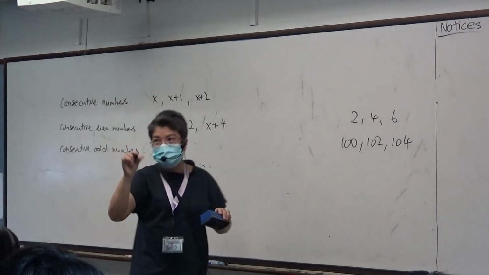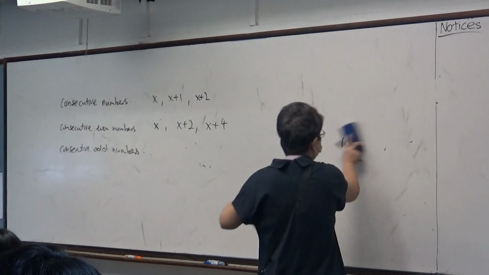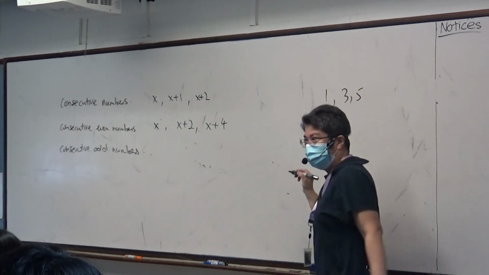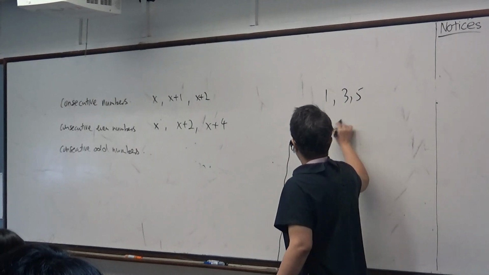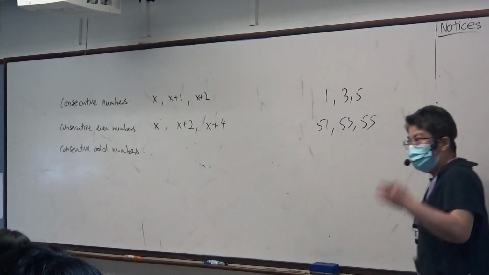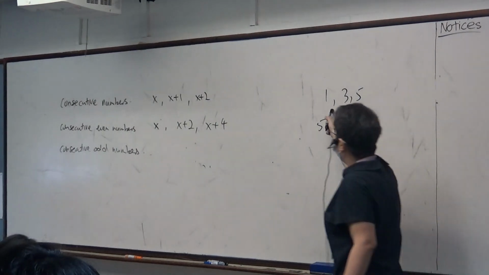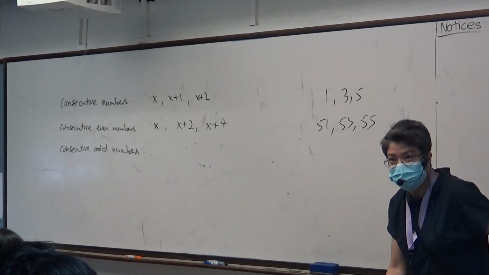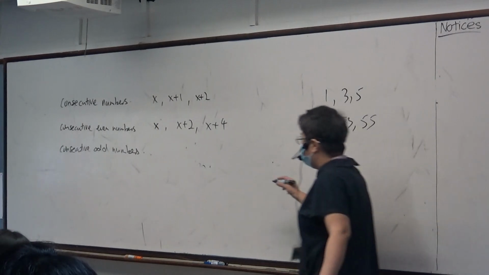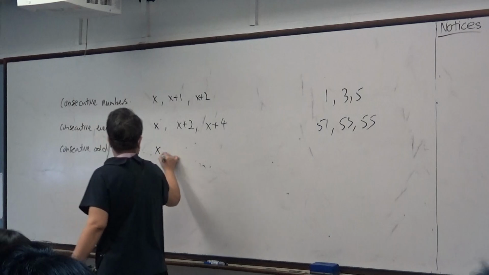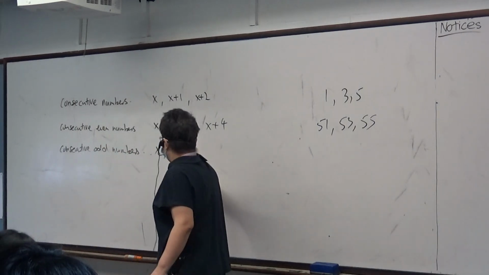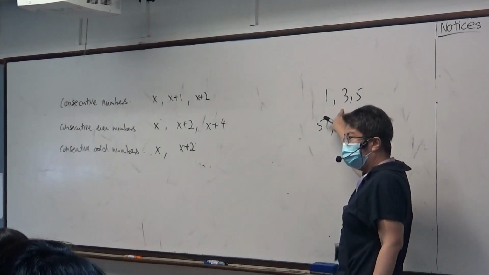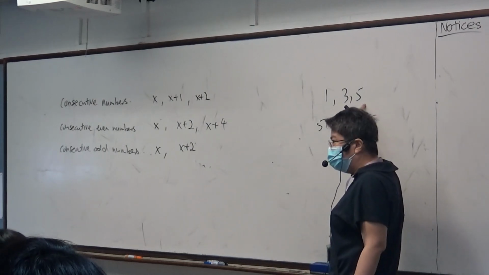Consecutive odd numbers. This one there's a misconception somewhere, okay? Consecutive odd numbers means it's odd. 1, 3, 5, right? I can also have 51, 53, and 55, right? Can you see from one to the other, I add what? I also add 2. So, my first number, if it is x, what's my second number? It's still x plus 2. Can you see from here to here is still 2, correct?